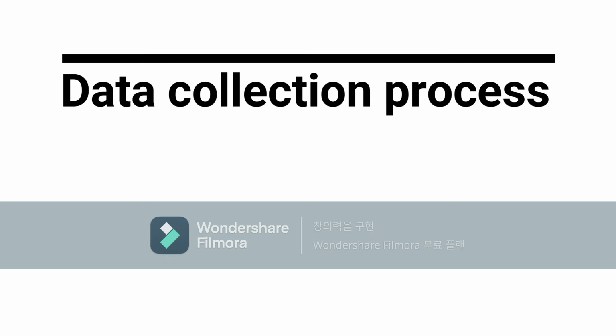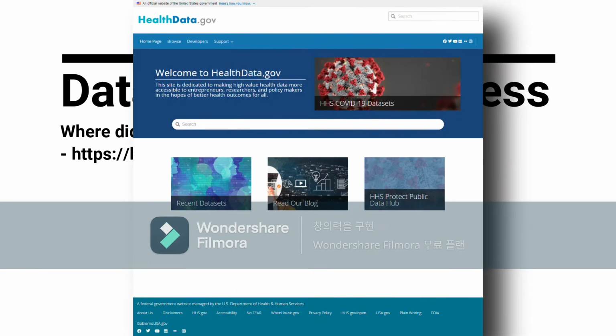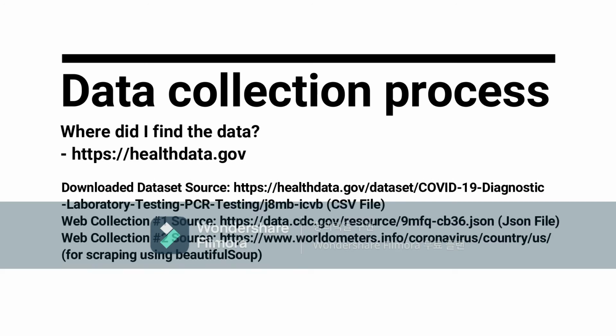Data collection process. I found this data at healthdata.com. Healthdata.com contains a lot of health related data. Here are three data sets and links. As you can see, the form of the first file is CSV, the second one is a JSON file, and the last one is an HTML file scraped using Beautiful Soup.